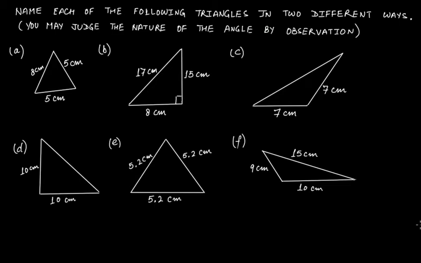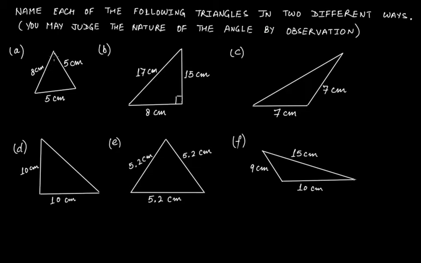But there was another classification, and that was depending upon the angles of any triangle. And in that we classified triangles as acute angle triangle, right angle triangle, and obtuse angle triangle. So I hope you have seen those videos and you are aware of them. So let's begin. First we will check for sides in this triangle.